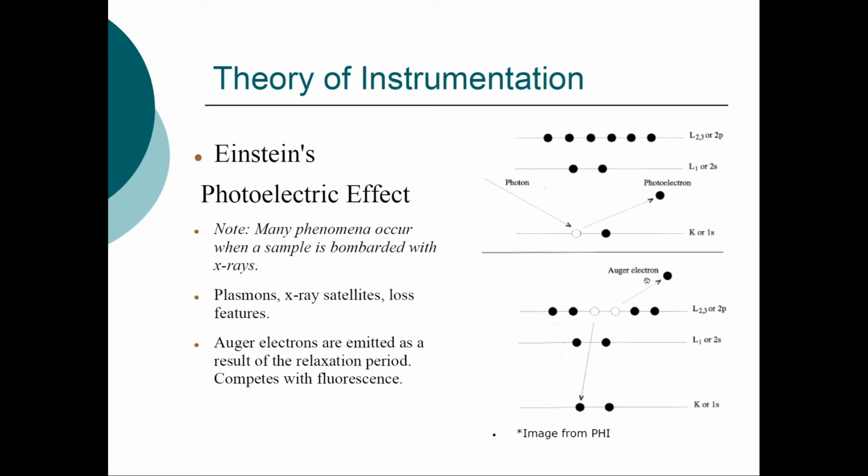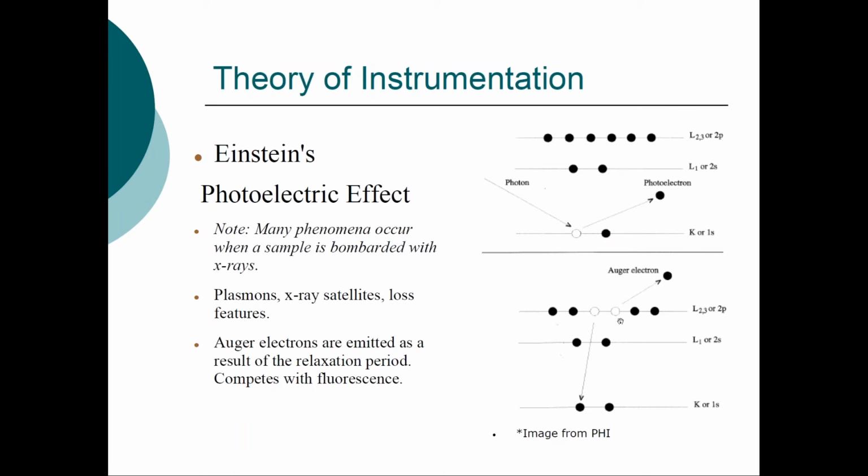The second peak that we can analyze using ESCA is an Auger electron. So we have photoelectrons as well as Auger electrons. And an Auger electron is a result of a relaxation period when this atom is in the excited state from this emission of a photoelectron.